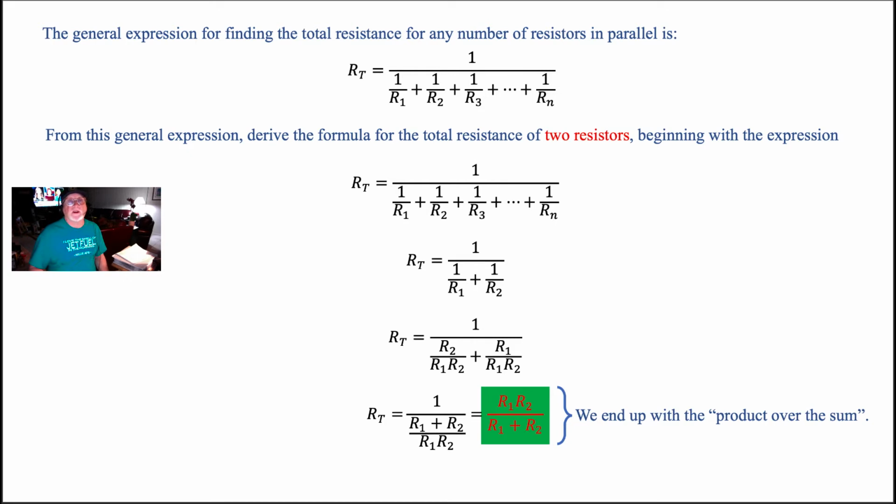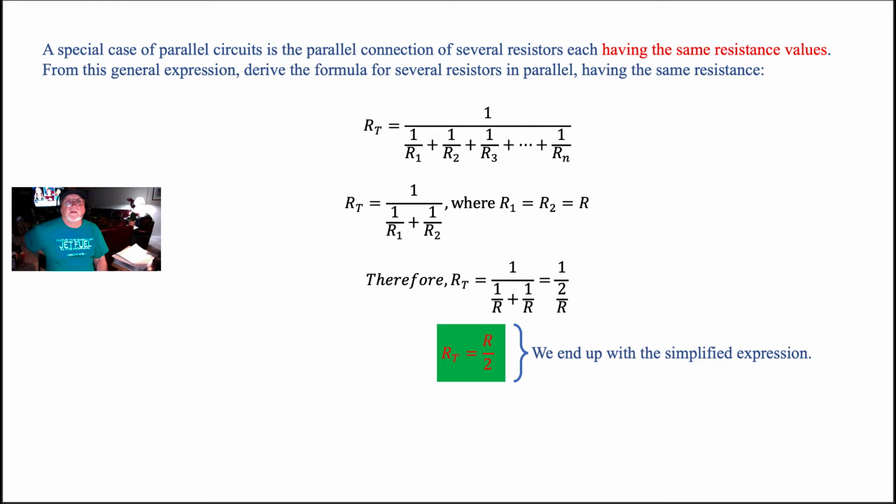So let's look at another special case. Again, we will start with the general expression. A special case of the parallel connection is where we have resistors of the same value. From the general expression, we will derive the formula for several resistors in parallel having the same resistance. We're going to limit ourselves to, again, just two resistors, R1 and R2. But in this case, R1 and R2 are the same value, so we can just call them R. That makes it a lot easier when we have to do our common denominator, because what we end up with is 1 over R plus 1 over R, which simply becomes 1 over 2 over R. Again, we just invert the denominator into the numerator, and we come up with a total resistance of R divided by 2, or half the value of R.